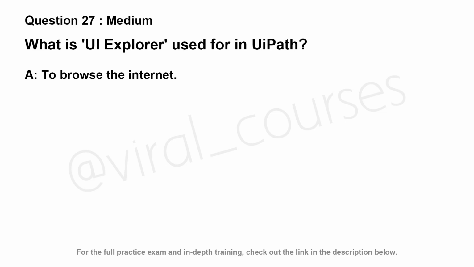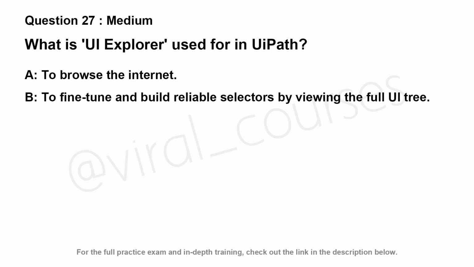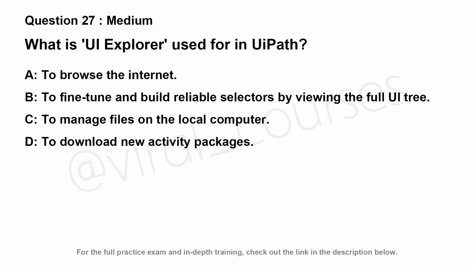What is UI Explorer used for in UiPath? Option A. To browse the internet. Option B. To fine-tune and build reliable selectors by viewing the full UI tree. Option C. To manage files on the local computer. Option D. To download new activity packages.